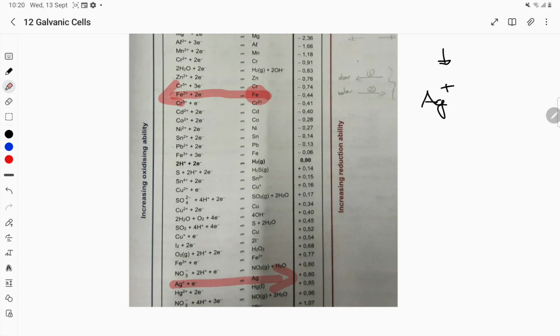So does this make sense? Is the thing above going left, is it being oxidized? Yes. And the thing below it is being reduced? Yes. Therefore, the reaction is spontaneous.